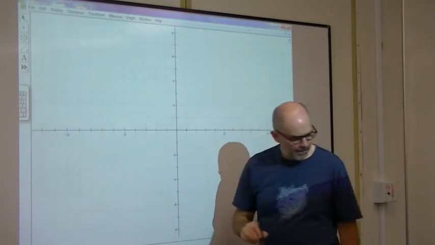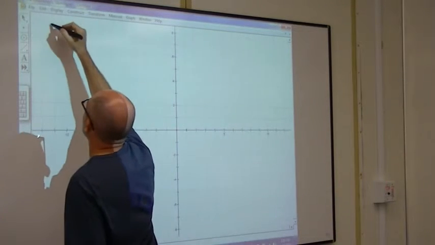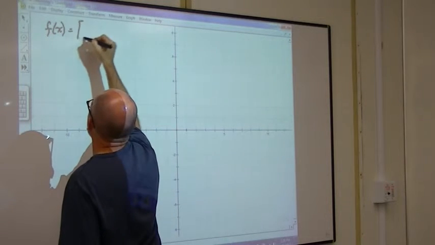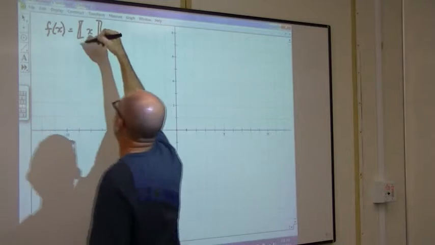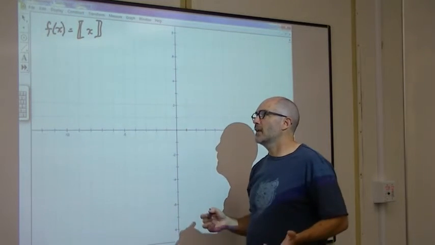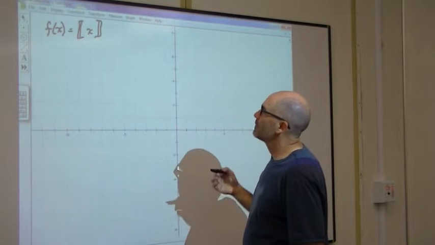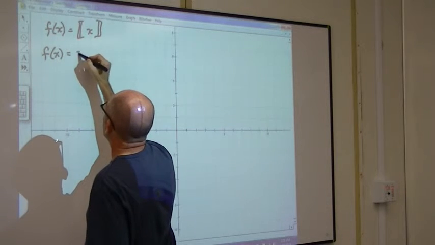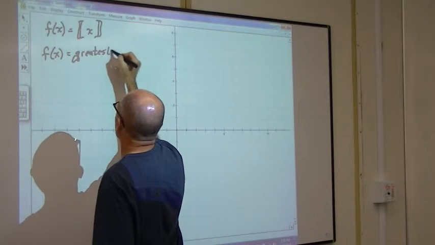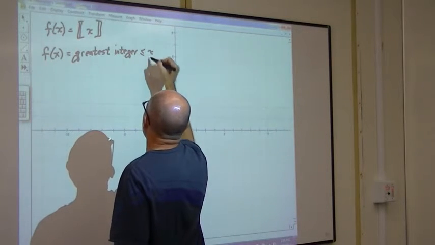Okay, so f of x equals the greatest integer function. These are just brackets with a double line there. You remember this from math analysis. Once again, most people who don't remember it from math analysis aren't in the class anymore. So what this means is f equals the greatest integer that's less than or equal to x.